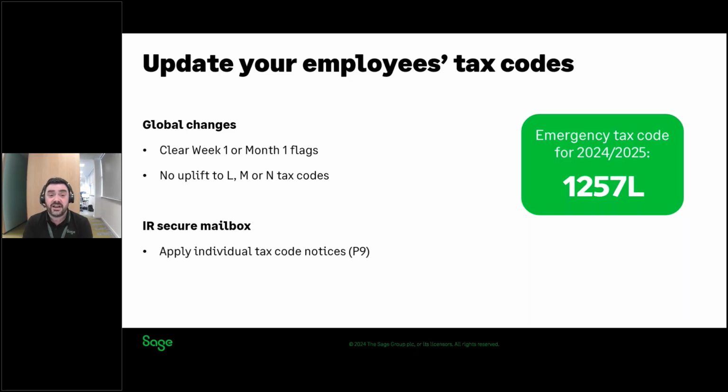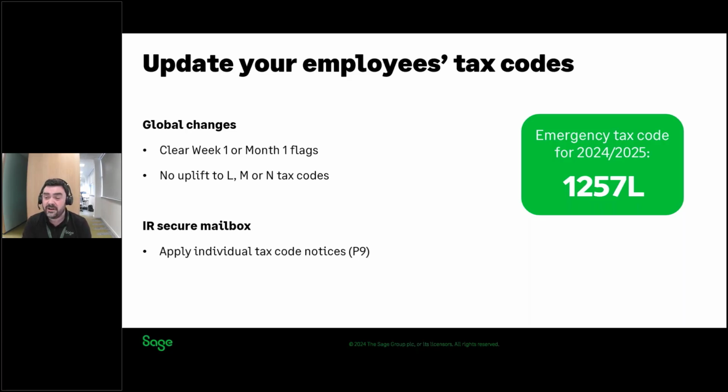Now, because the personal allowance has been frozen, it remains at £12,570 per year. It means that there's no uplift required to tax codes ending L, M or N. And the emergency tax code for 2024 to 25 will remain at 1257L, and that represents the frozen personal allowance. However, depending on employees' individual circumstances, you may receive an individual tax code notice, a P9 notice, and you would need to apply those changes to the relevant employees.